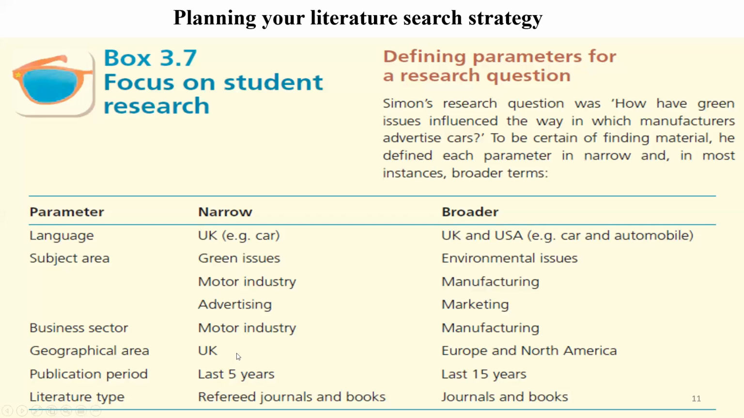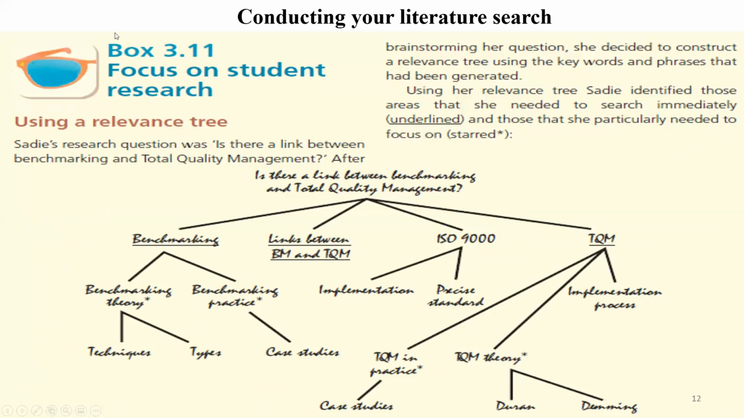Based on the topic, you can divide all these things. For example, if there is another topic, assume that this student is studying whether there is any link between benchmarking and total quality management in some industry, food industries or service industry. So this is her topic, and from the topic she has to divide into key terms.